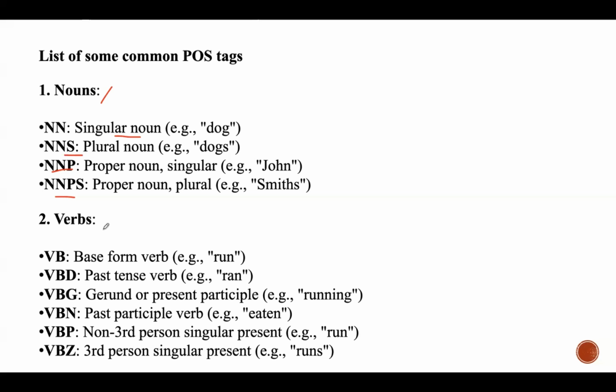The second one is verbs. So base form verb is VB. A best example is run. And if you want to represent past tense verb, then the notation for this is VBD. Example is ran. So if it is either a present participle or a gerund, then the notation is VBG. Similarly, past participle verb means VBN. Then non-third person singular present is represented with VBP. And third person singular present means VBZ.